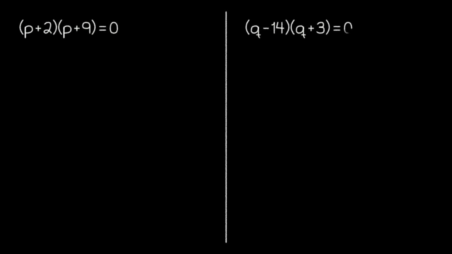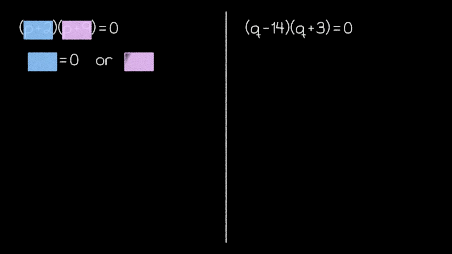Now that we've explored the reasoning behind the zero product property, let's apply that property in several examples where the factored form of a quadratic is equal to 0. Let's consider this problem and start by drawing boxes around the factors on the left side of the equation. Once we do that, we know that one of those boxes needs to be equal to 0. So either our first box equals 0 or our second box equals 0.